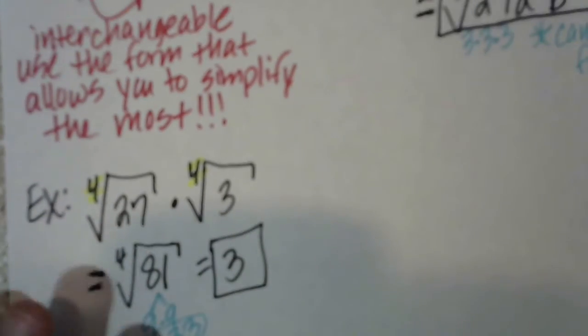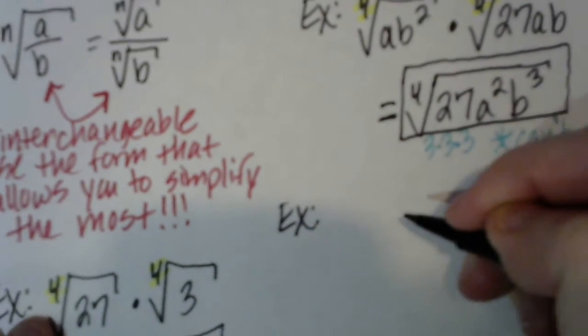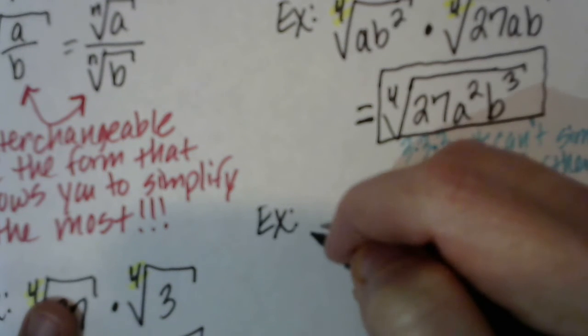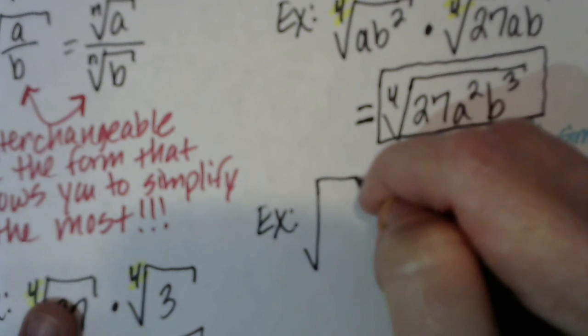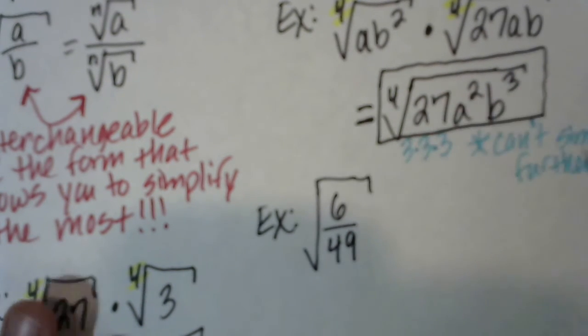All right, let's look at some of the quotient rule. Let's do the square root of 6 over 49.